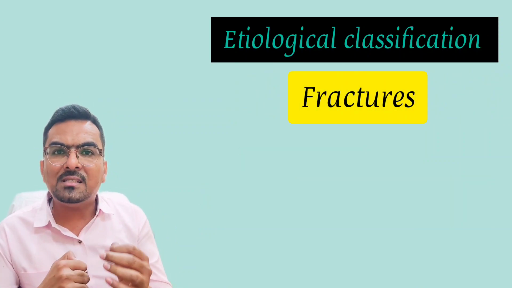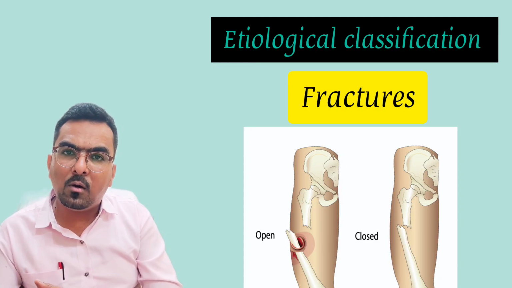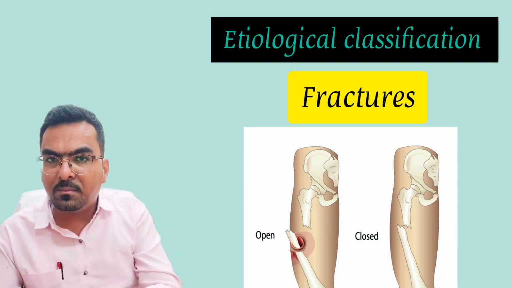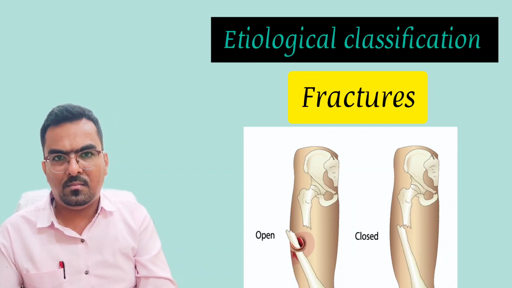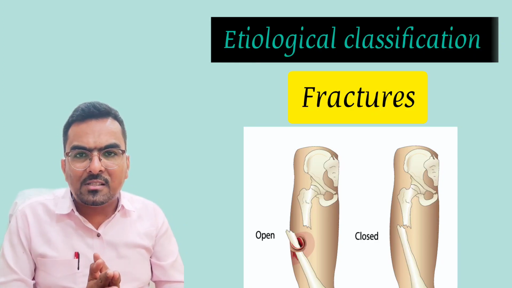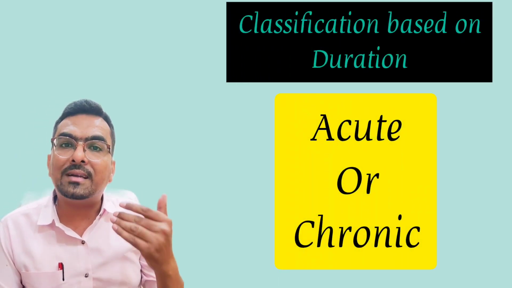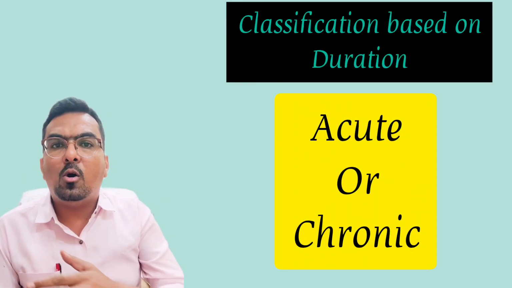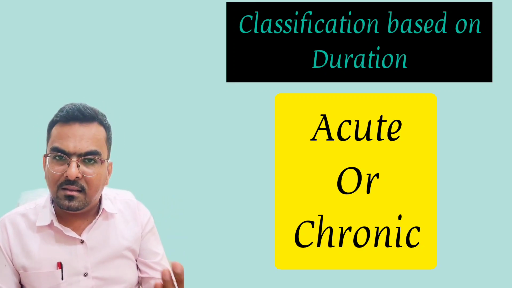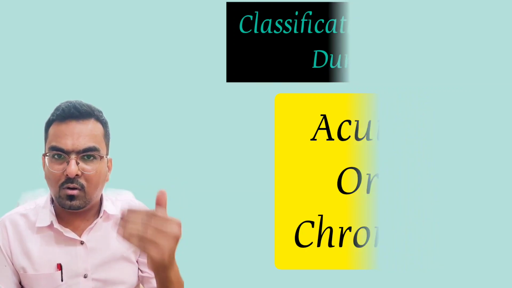Fractures can be classified as either open or closed depending on whether the integrity of the overlying skin is disrupted or preserved. So this was all about the etiological classification. Now wounds can be broadly classified as acute or chronic based on the time from the initial injury or progression through the normal stages of wound healing. So here wounds can be acute or chronic.